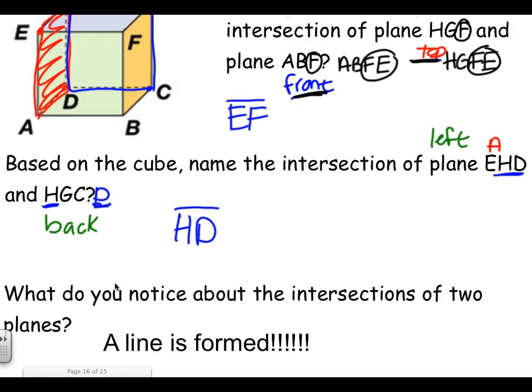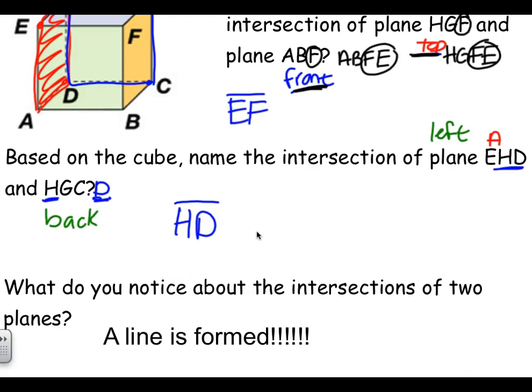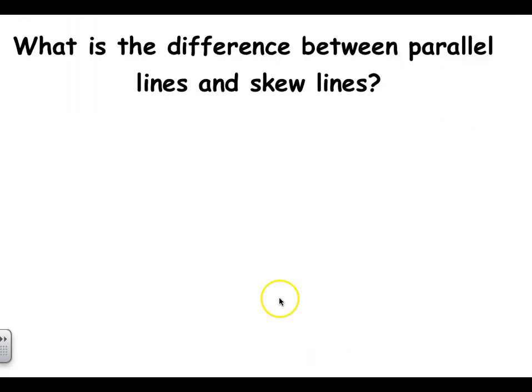And then what do you notice about the intersections of two planes? A line is formed, so please don't give me one letter when it says what's the intersection of two planes. Always give me two, okay? All right, let's move on to parallel and skew lines.